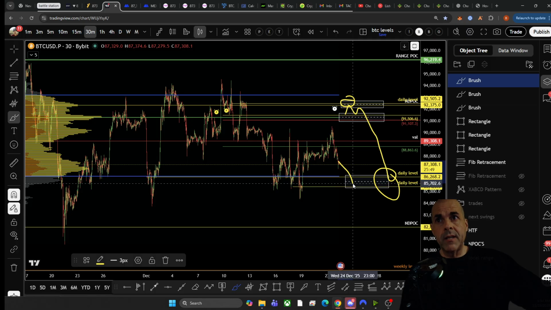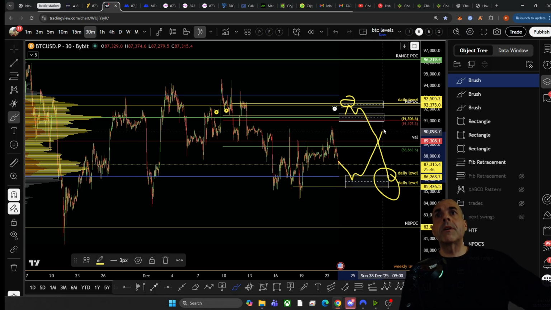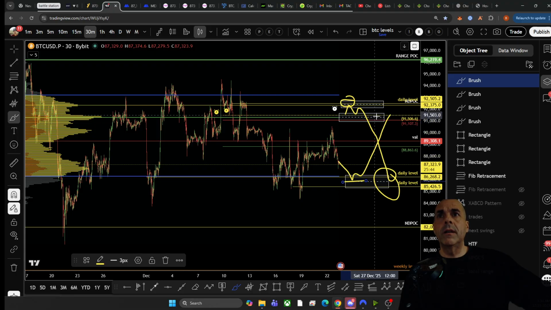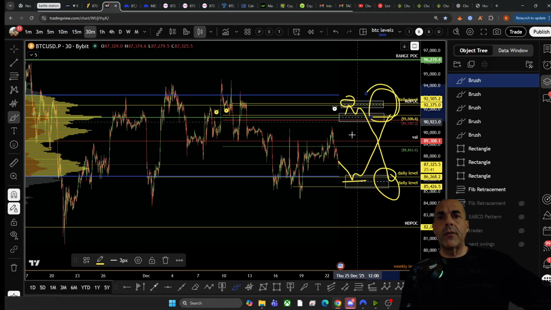Tomorrow we could come down here, tap this, do a little reclaim, come on up here. So then I'm in a long and then I'll look for the short somewhere around here.